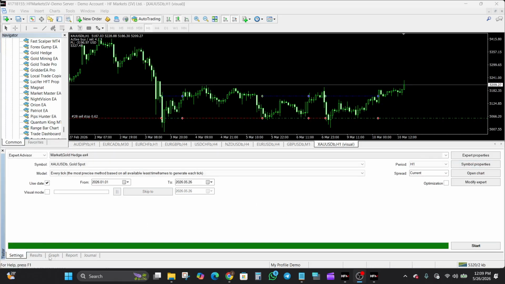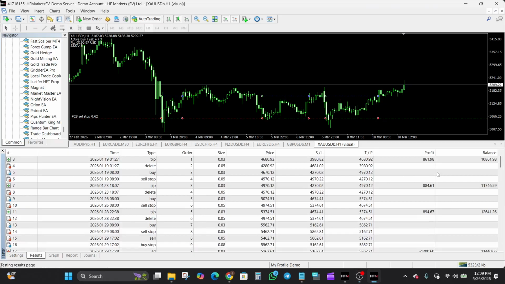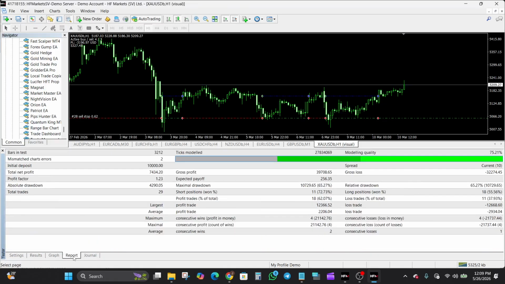Okay, so the results are out, and let's just head over to the report. We can see that from an initial deposit of $10,000, there was a total net profit of $7,434.2, and 29 total trades were taken. The short trades were 11 with a 72.73% win rate, while the long trades were 18 with a 55.56% win rate.